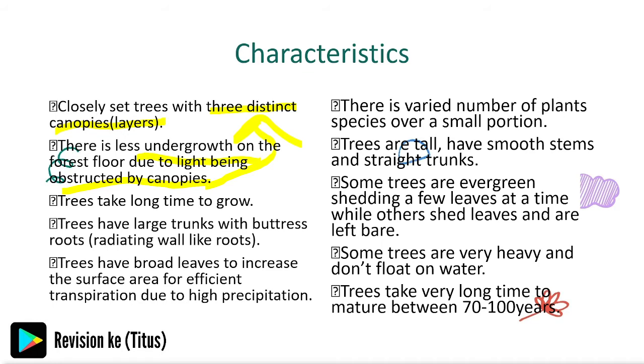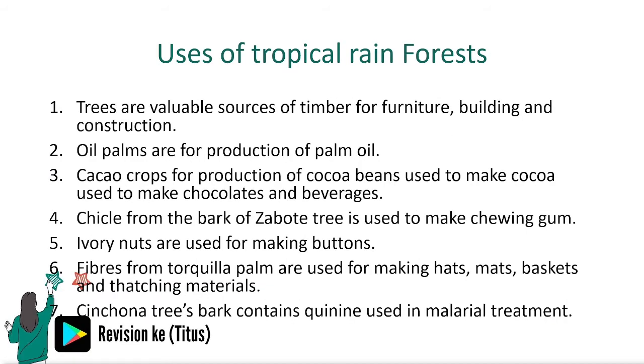Trees take a long time to grow. They have large trunks. They have broad leaves to increase the surface area for efficient transpiration due to high precipitation. There is a varied number of plant species in a small portion. Some trees are heavy and don't float on water, and you can see that the trees take a very long time to mature.